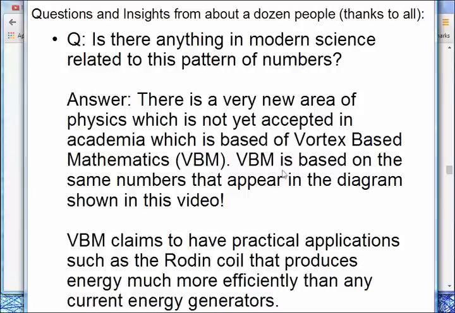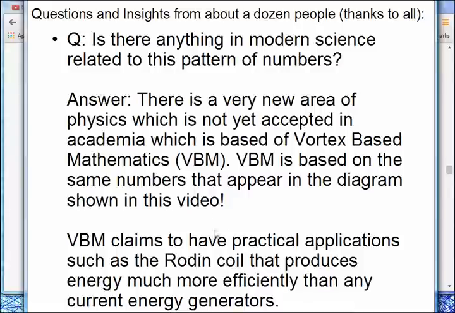And with vortex based mathematics, the numbers 3, 6, and 9 are separate from the other numbers up to 9, exactly the same as what Russell found. In fact, Russell's discovery is an independent discovery of vortex-based mathematics, and now people working with VBM outside of astrology have also noticed how the 3, 6, and 9 are different.